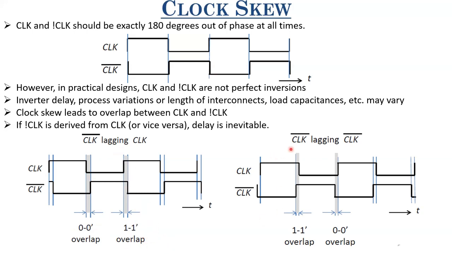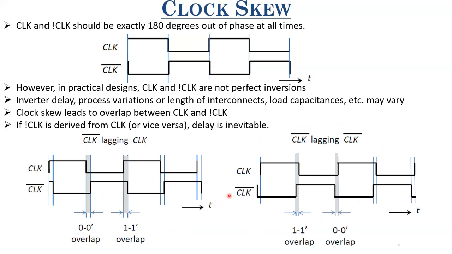Similarly, if clock is lagging clock bar, so it's not clock bar lagging clock bar. No, that's incorrect. If clock is lagging clock bar, then what happens? The clock is actually delayed after this clock bar. Here, clock is delayed after this clock bar. And here also, when both of them are 1, it's called 1-1 overlap. When both of them are 0, it's called 0-0 overlap, right? So these are the two different cases which are possible.